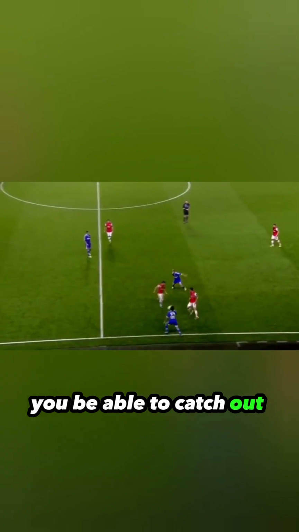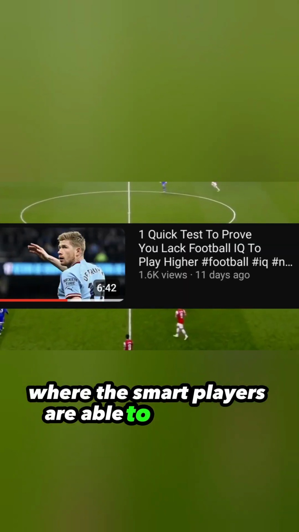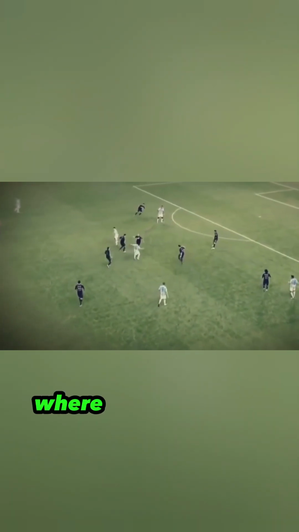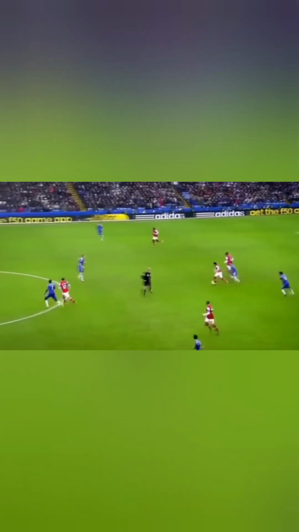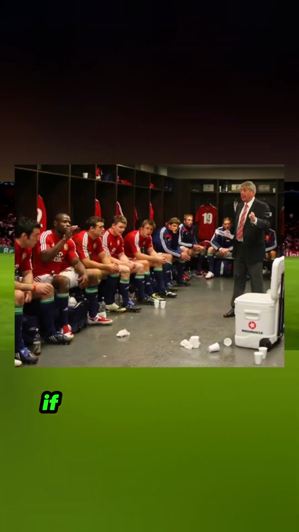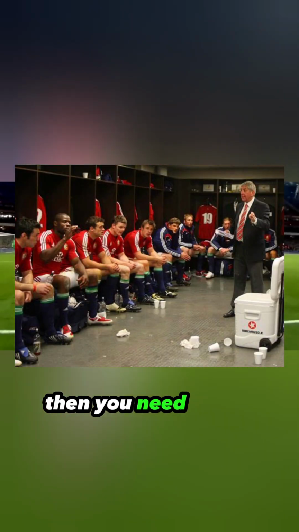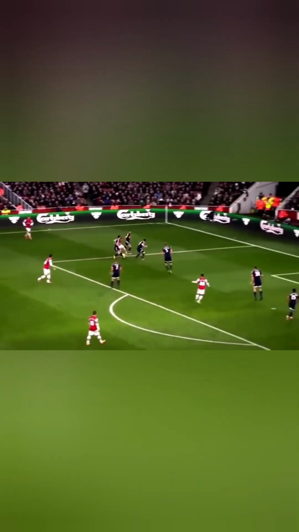You'll be able to catch out teams, and this is where I said in my previous video, where the smart players are able to recognize what the team is doing within the first 5 to 10 minutes, whereas the ones who struggle with IQ are able to do this in the first 20 to 30 minutes, or some of them don't even get the information until half time. If you're one of those individuals that don't understand what's going on until half time, then you need to get onto this book ASAP. So let's start with formations.